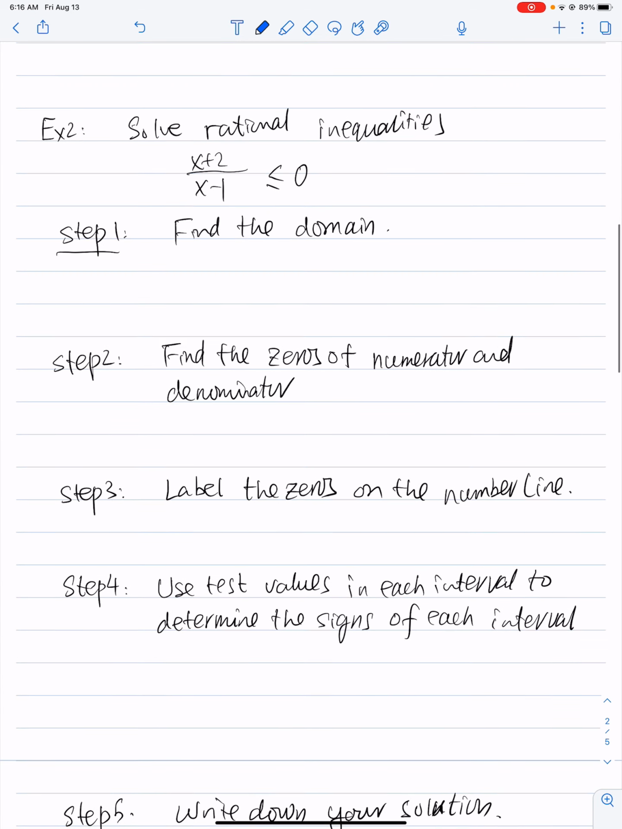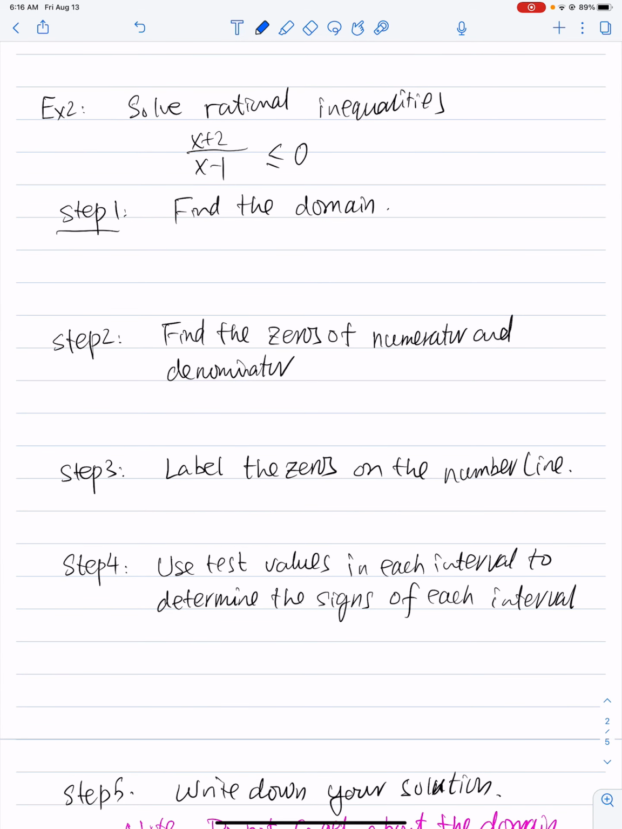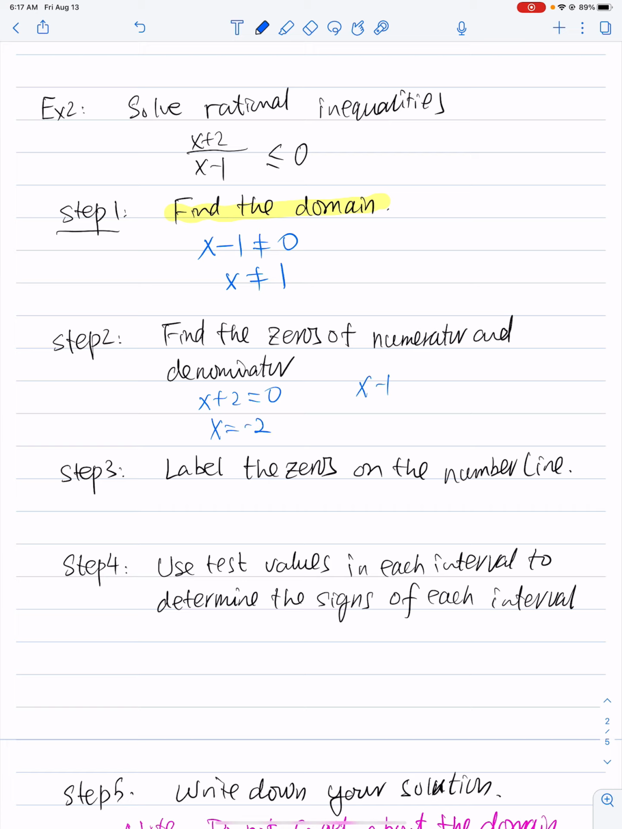The next one is to solve a rational inequality. The rational inequality is very similar to the polynomial inequality. There is only one thing you need to be careful about. Because it is rational, you have to find the domain. So what is the domain? x minus 1 not equal to 0, so x is not equal to 1. Then you find the zeros of both numerator and denominator. x plus 2 equals 0, so x equals negative 2. x minus 1 equals 0, so x equals 1.